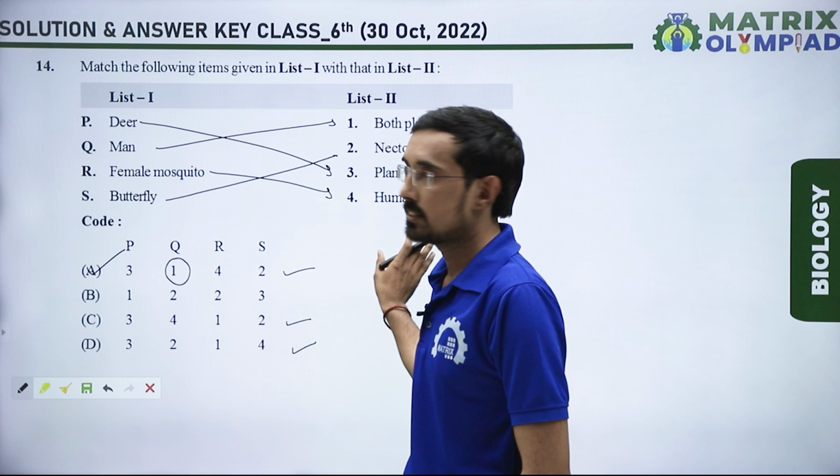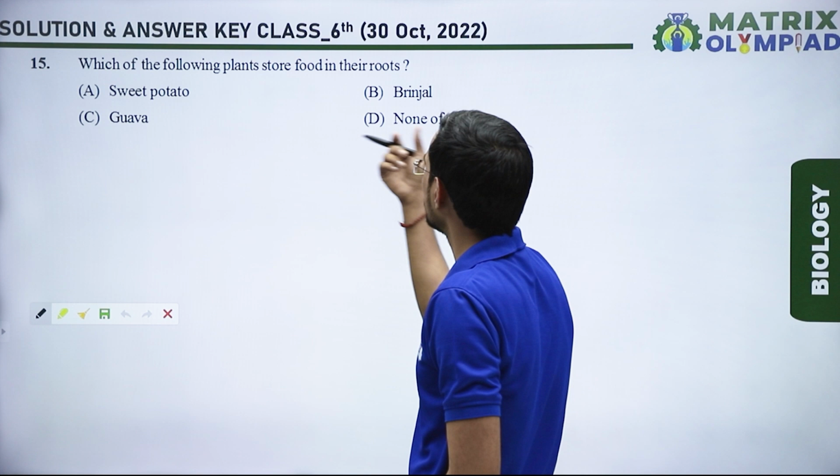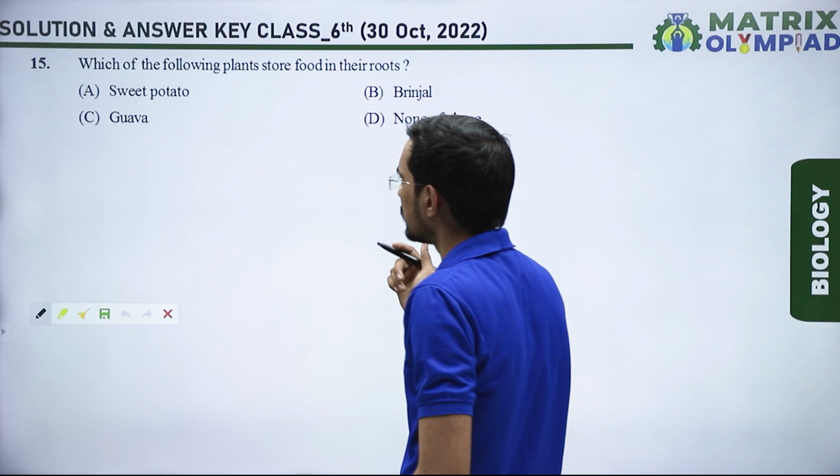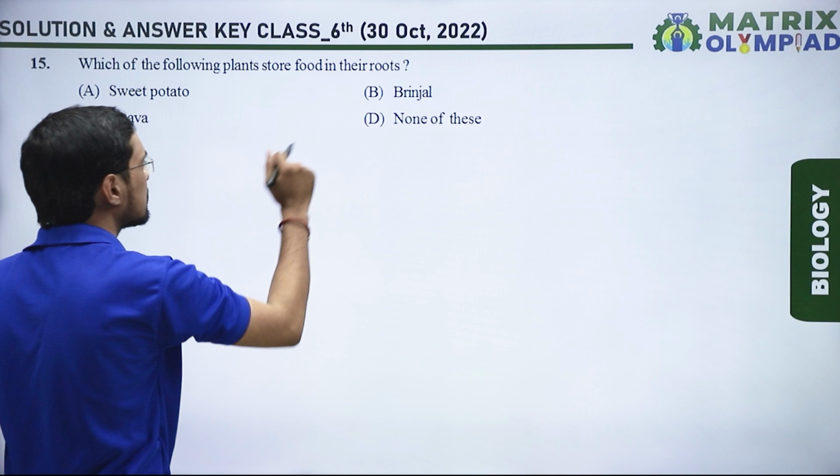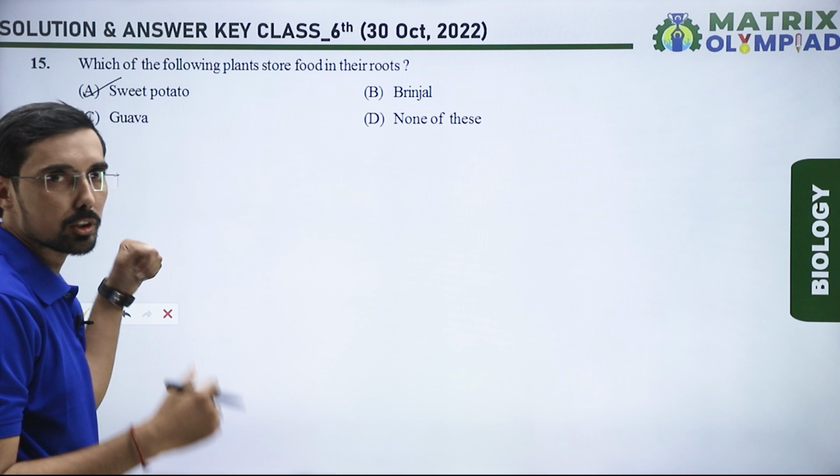Next question is, which of the following plants store food in their roots? We have to find out in which one of the following plants the root acts as a storage. First option is sweet potato, second is brinjal, third is guava, and last is none of these. As we all know, sweet potato stores its food in the roots of the plant.